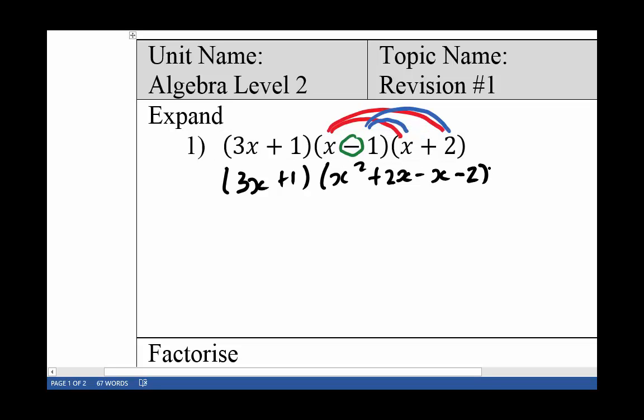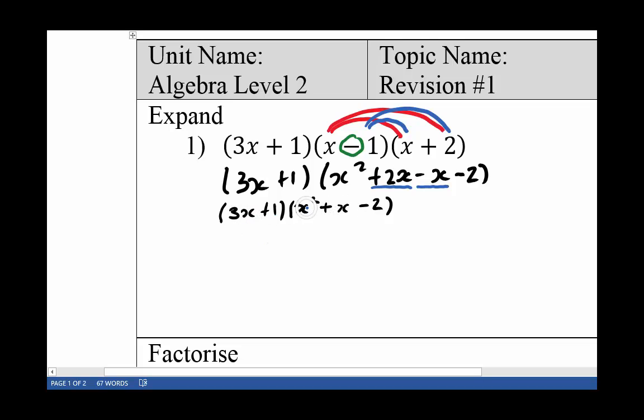Now I can simplify that. I'll leave that first bracket the same again, 3x plus 1, and then it's going to be x squared plus 2x minus x is just plus x, and then minus 2 at the outside. And the reason I can do that, just to be 100% clear, is that that plus 2x and that x are like terms. That is that they both have an x, whereas the 2 over here doesn't have an x, and the x squared here doesn't have an x, it's got an x squared. Okay, so this is what I've got so far.